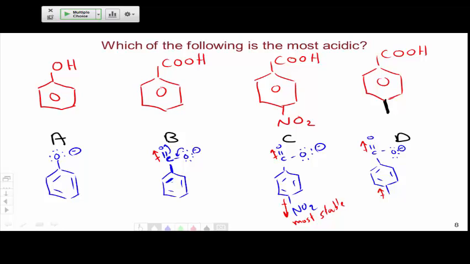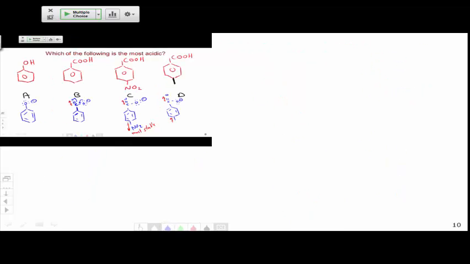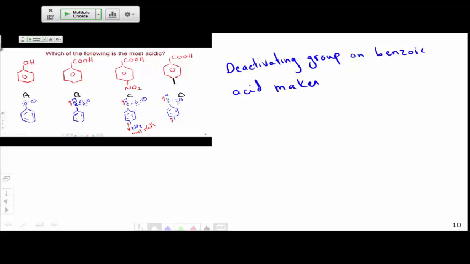Deactivating group. It's the opposite of the reactivity of a benzene ring. So a deactivating group on benzoic acid makes it more acidic. Just put a note in there that it's exactly the opposite of the reactivity of the benzene ring. I have to have benzoic acid because it's a source of H+.